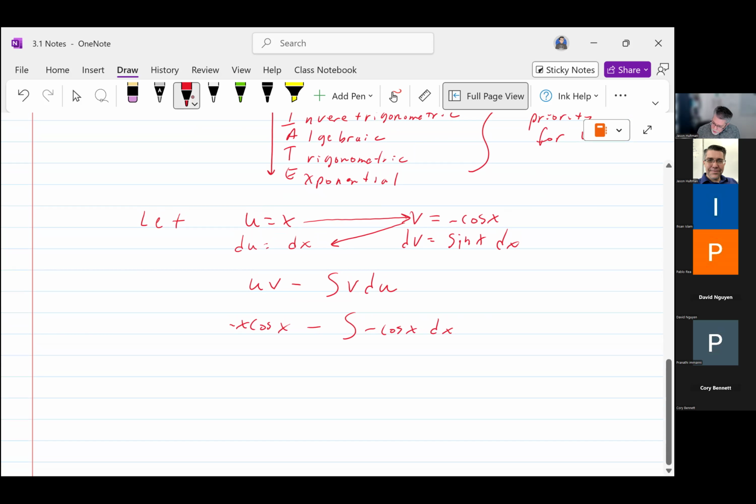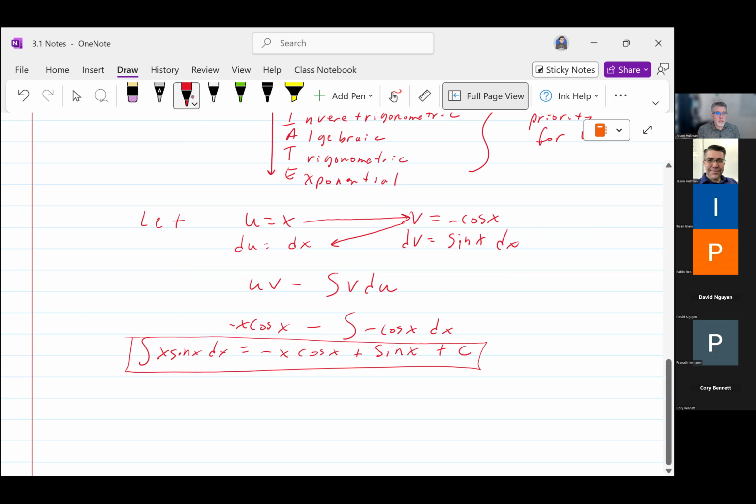So I can pull out that negative if I want. And that's going to give me negative x cosine x plus the integral of cosine. Now, what's the integral of cosine? Sine x. Yeah, the integral is a positive sine, so that's sine x plus c. And that gives me the integral of x sine x dx. It's kind of a nice result there. And that is integration by parts.